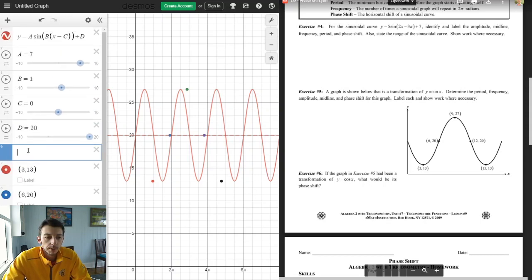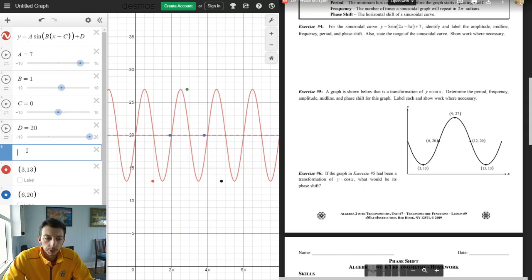So I know that my period is usually 2 pi, and the period in this graph looks like, if you take a point down here at 3 and then you follow it until it's back down there again, that distance is 12. So that tells you that your period is 12.